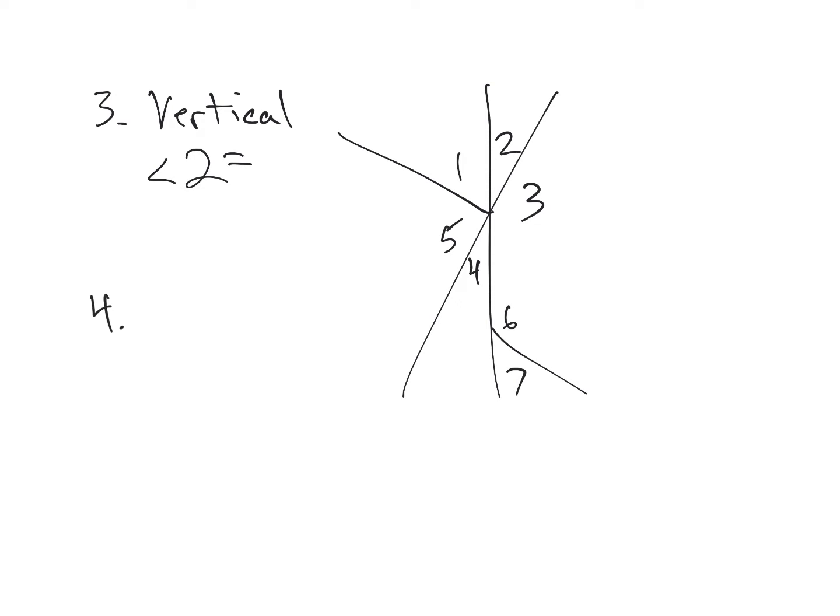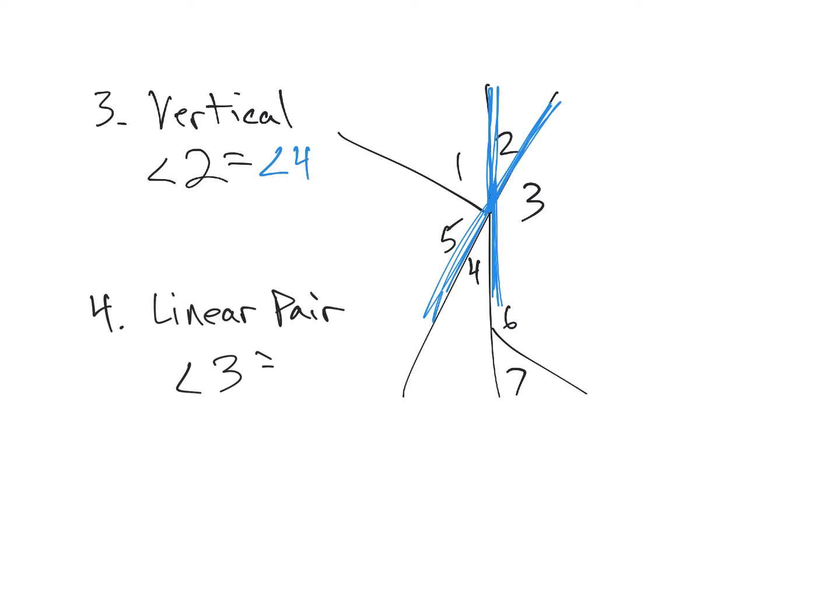And number 4, while you're working on it, I want a linear pair that includes angle 3. So you could have said angle 4 for both of these. So if we take a look, angle 2 is right here. If we extend those lines, angle 4 is made with that. It's opposite angle 2, so that's angle 4. That's a vertical angle. They are the same.